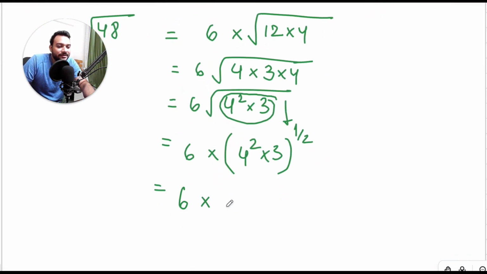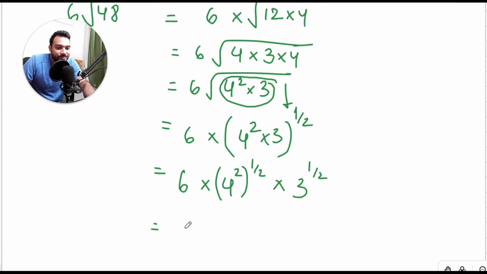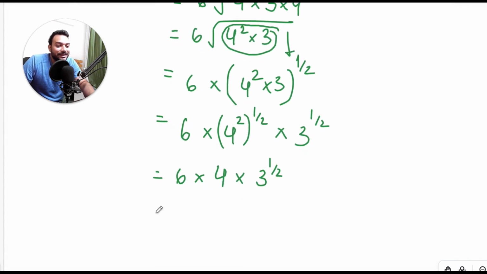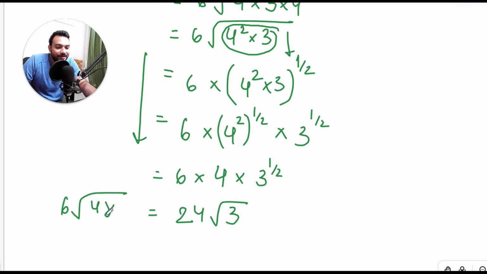Same power, different bases. 4 squared raised to half times 3 raised to half. Now 6 times 4 squared raised to half: 4 raised to 2 times 1 by 2, which is simply a 4, times 3 raised to half. See, this is why we take the one number outside, like the 4 we were taking outside. Now you can see the exact process of it. So 6 times 4 is 24. 3 raised to half, 3 will stay in the square root. So that's the answer. 6 square root 48 is basically 24 root 3. This is the simplified version.